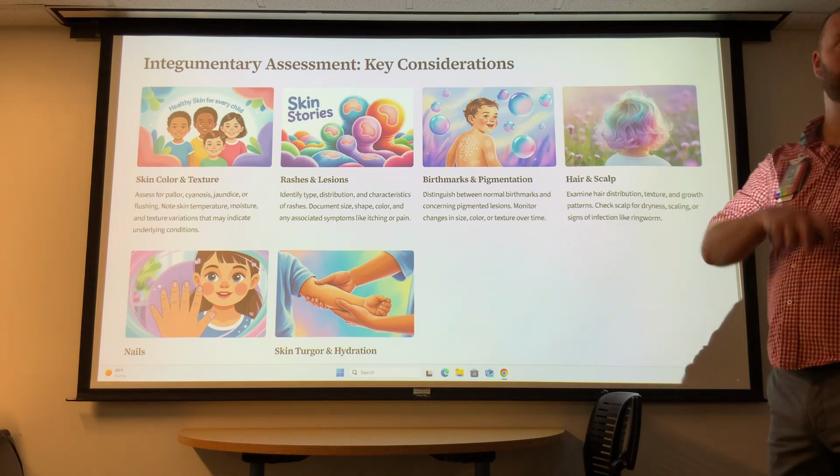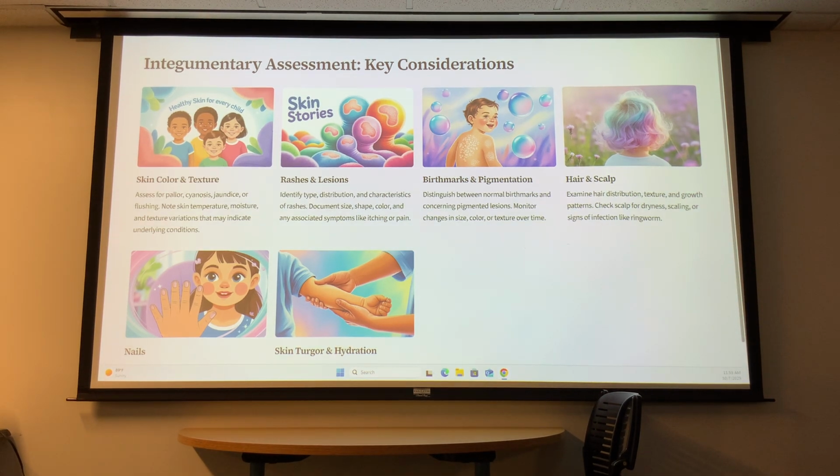What about birthmarks and pigmentation? Why is that important? Because sometimes they can look like bruises. Which ones specifically? Mongolian spots. And who are we going to see those in most often? Those with darker skin tones overall. Those with darker skin pigmentation is where we're going to see those Mongolian spots the most, right?